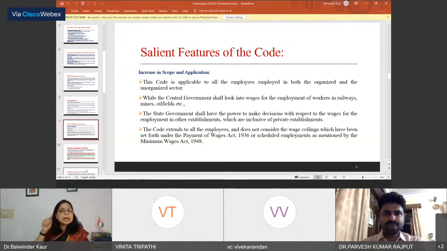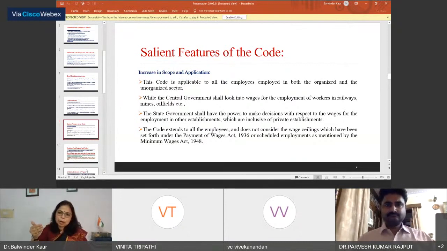So when it comes to the applicability of the Code on Wages 2019, it will be applicable to all employees employed in both the organized and the unorganized sector. Now, here I just wanted to clarify one thing. The organized sector is not mentioned anywhere under the Code on Wages 2019. But there is section 15, subsection 4 of the Code on Wages 2019, where the domestic worker is defined. So when it is discussing the domestic worker, it means it is covering the unorganized sector.